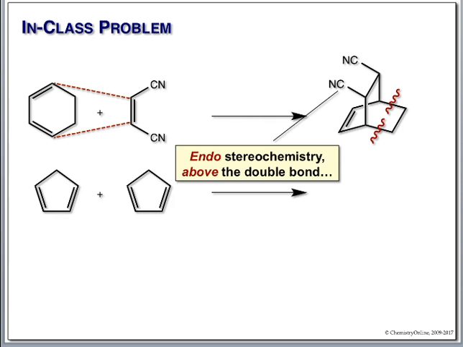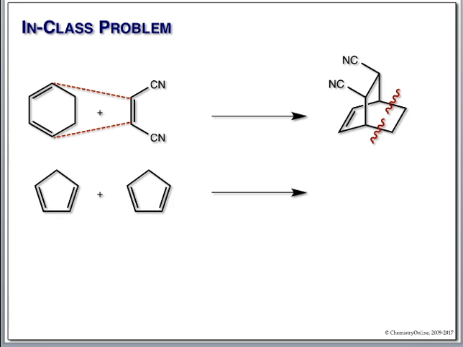All right, the last one here is an artistic challenge. We are going to make bonds from the terminal ends of our diene to one of the double bonds of this, which is now going to function as a dienophile. Our bonds are going to look something like this, from here and here to here and here. Now, it's a 4 plus 2, so we're going to get a 6-membered ring.